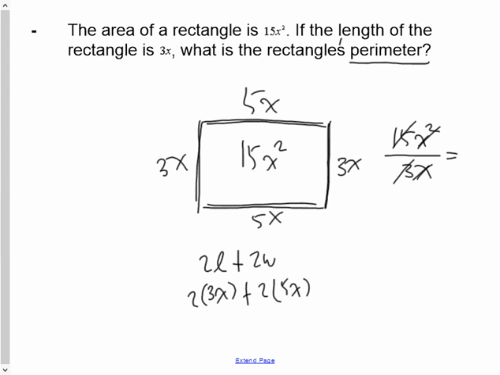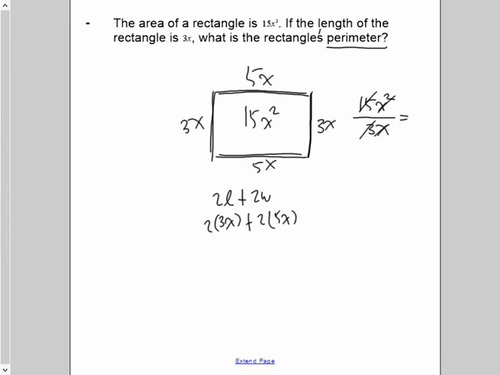And if I take all of those together and add them together, I'd have the 2 3x's make 6x. The 2 5x's make 10x. And since I'm adding those terms together, in order to add algebraic terms together, they must be like terms, which means they have to have the same variable and same exponent. They do, which means I can simplify it into a perimeter of 16x. So therefore, the perimeter is 16x.